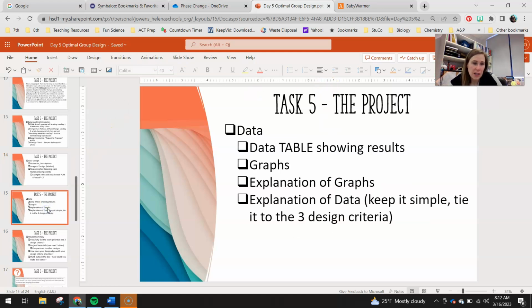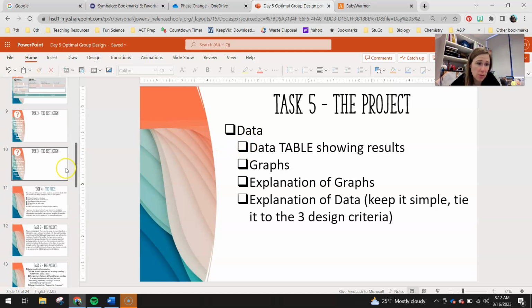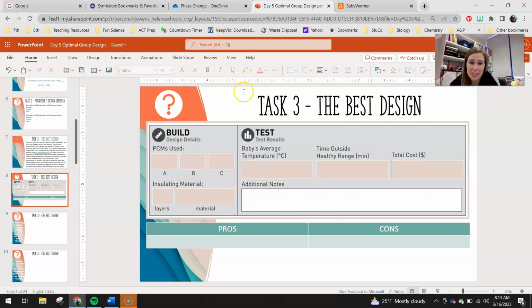Okay. After your guys' design, so the next obvious thing should be the data. Okay, you guys should have tested your design and come up with some data. So in this section, you guys want a data table showing your results. Again, that should look, like I said, it doesn't have to look like this, but you guys need to build a nice data table that includes your guys' results.